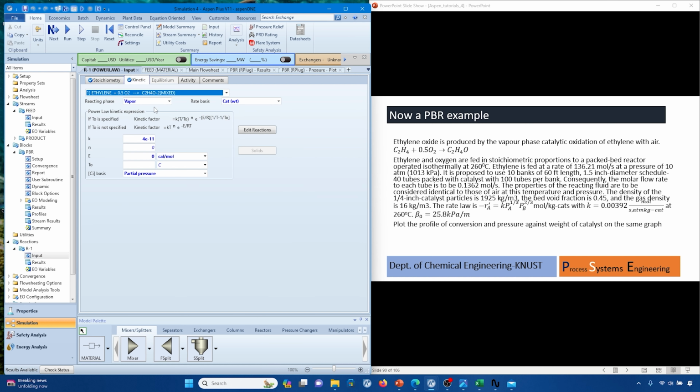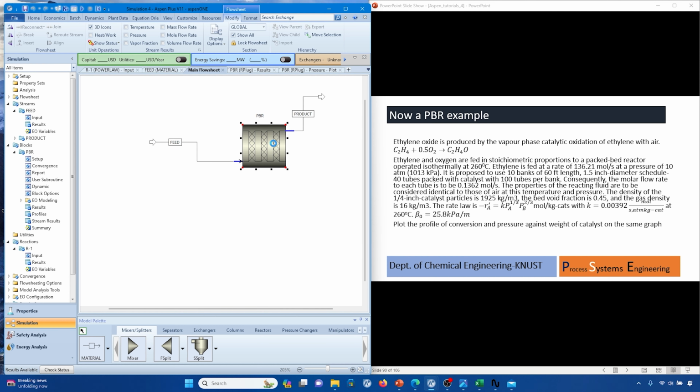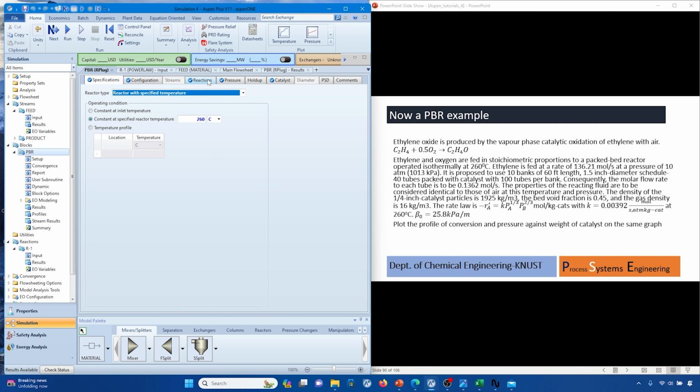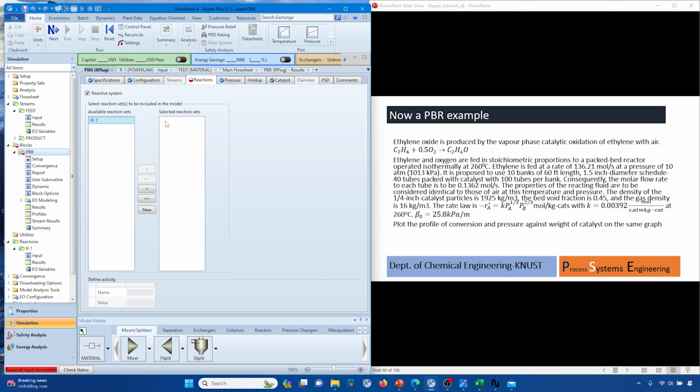And when you go to the kinetic parameters, the Arrhenius temperature dependent K does not have the temperature dependence part in this case. So we specify it as such. This is the pre-exponential factor. And the other parameters go to 0. It's a vapor phase reaction, and it's based on the weight of the catalyst. So you do that selection, and that should be it. So when you come back to your PBR, in the reactions tab, you add it to the reaction set, and removing it there.